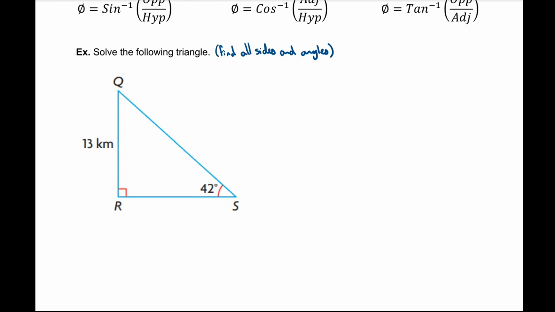We have one side, one angle, and two angles. We can find this third angle without using any trig by doing 180 minus 42 minus 90, again because all angles in a triangle have to add up to 180. So we know now that this angle is 48 degrees. In order to find my other two sides, I need to first label my triangle.